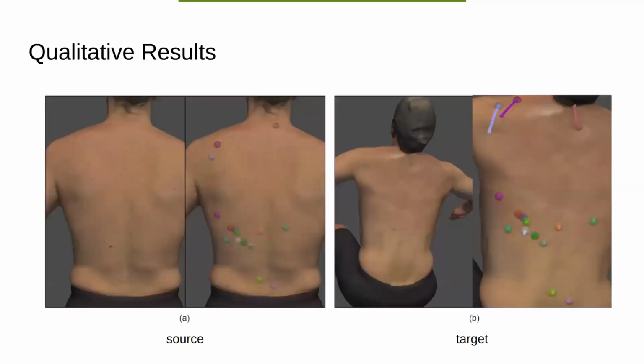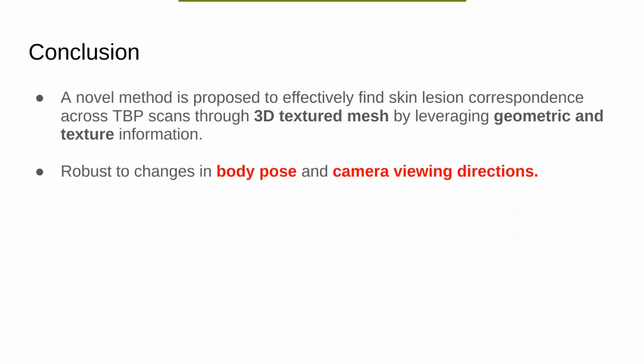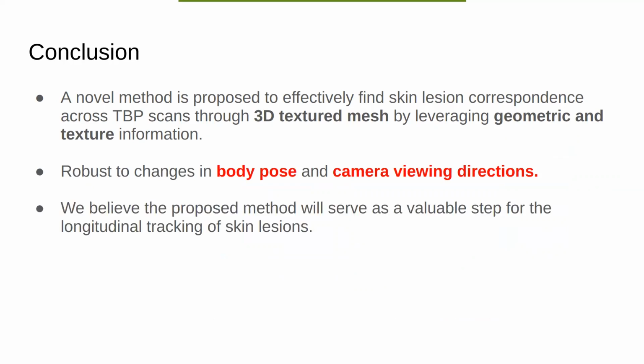In conclusion, we propose a novel method to effectively find lesion correspondence across TBP scans through 3D textured mesh by leveraging geometric and texture information. The method is robust to changes in body pose and camera viewing directions. We believe the proposed method will serve as a valuable step for the longitudinal tracking of skin lesions.